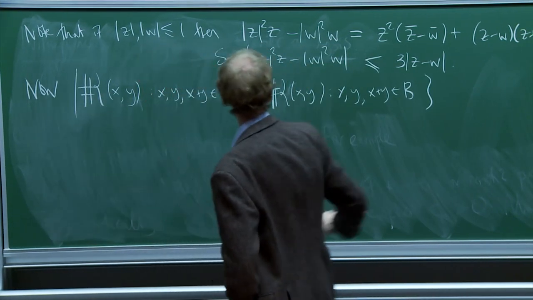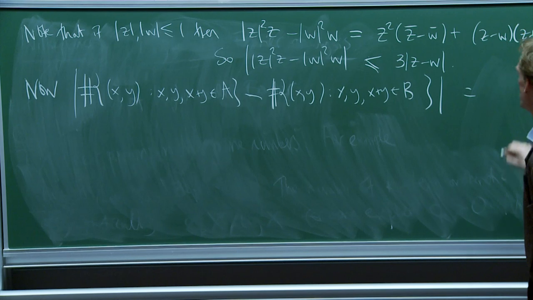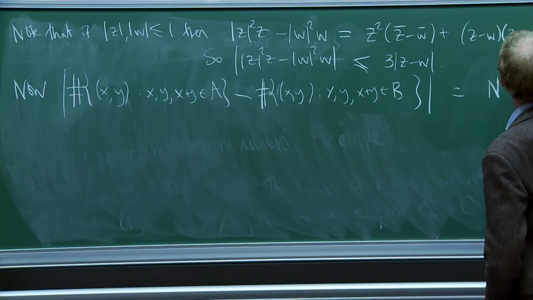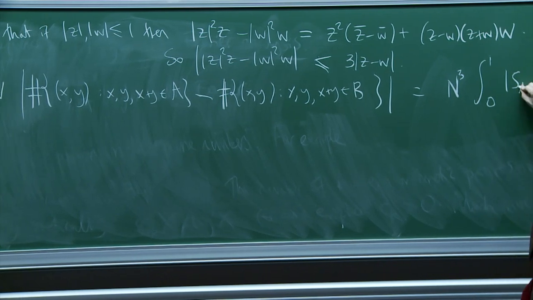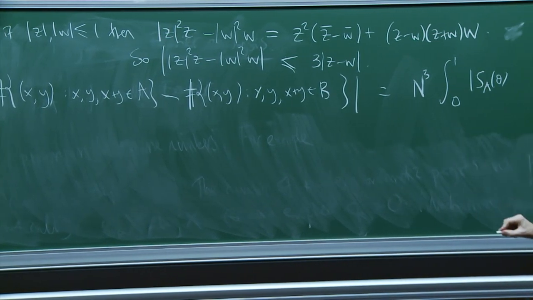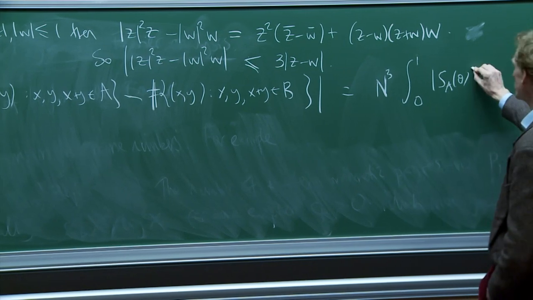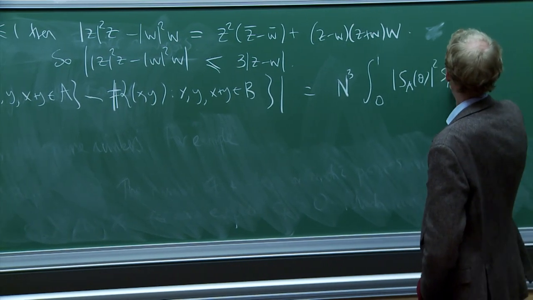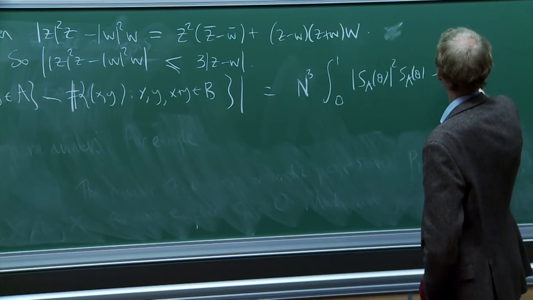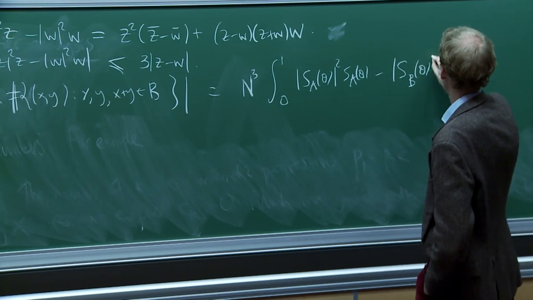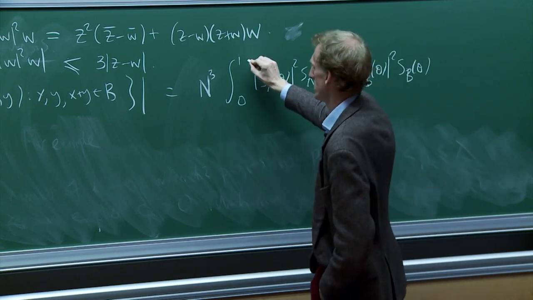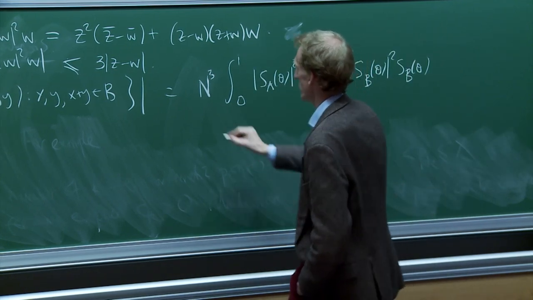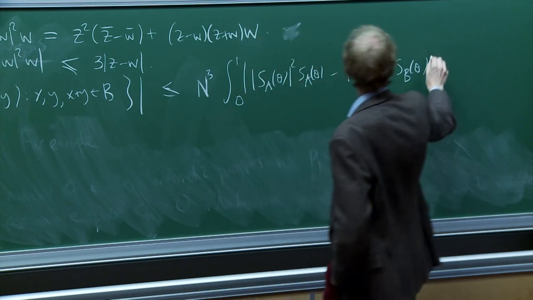So the difference between these two sides is n cubed times the integral from 1 to 0 of s a theta squared, s a theta minus the same with b. So by the triangle inequality, it's bounded by this.